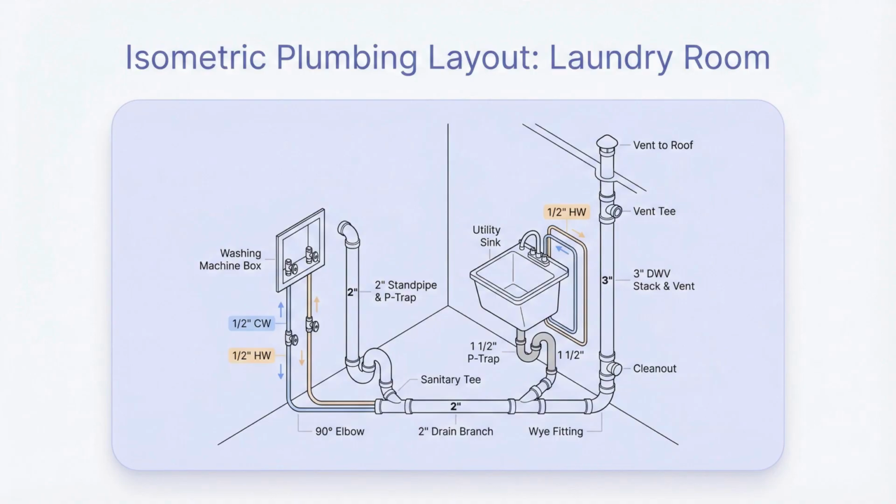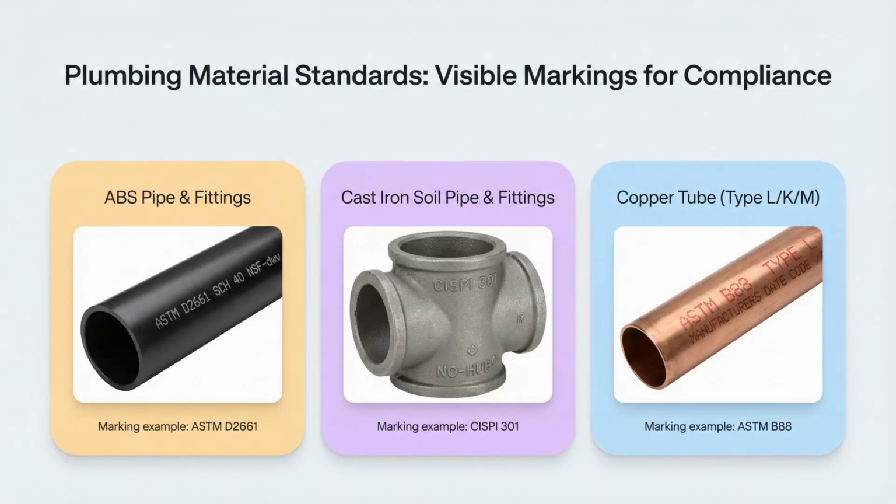Material selection is governed by the National Plumbing Code. Whether you're working with drainage, waste, and vent systems or water distribution, all materials must meet specific standards and have visible markings. Remember, DWV materials are for atmospheric pressure only and cannot be used for pressure applications.